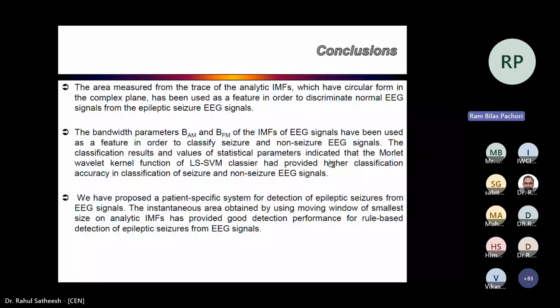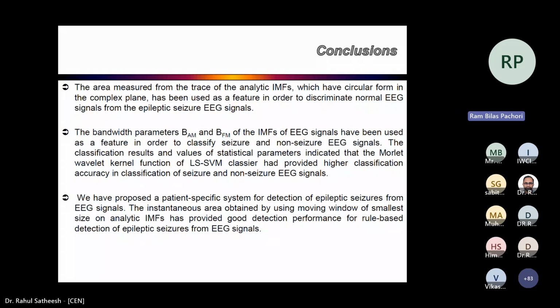So now this is the conclusion of this entire talk. This area, which we have measured from the trace of the analytic IMFs, which have circular form in the complex plane, can be used as a feature in order to discriminate normal and epileptic EEG signals. Bandwidth parameters, bandwidth AM and bandwidth FM by IMFs, can be used to formulate a feature vector which can classify seizure and non-seizure EEG signals with very good classification accuracy.